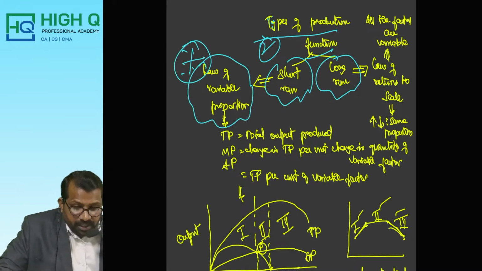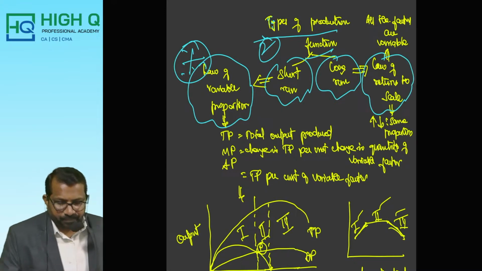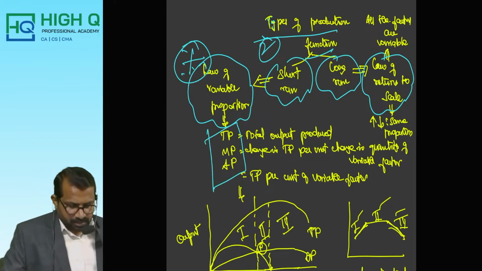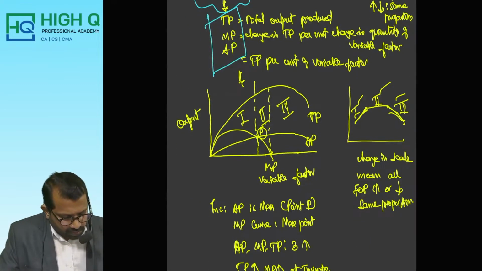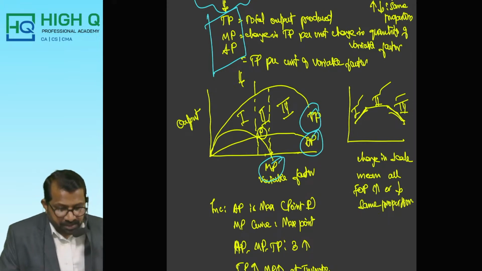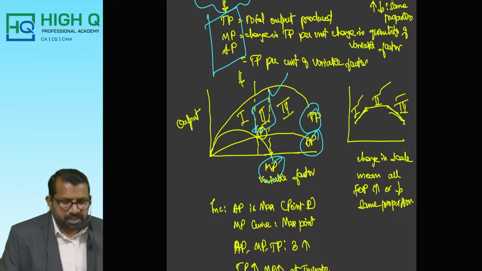Long run deals with law of return to scale. So in this law of variable proportion, there are three: total product, average product, marginal product. In these three stages, which stage is very much important? Stage 2 is very much important.